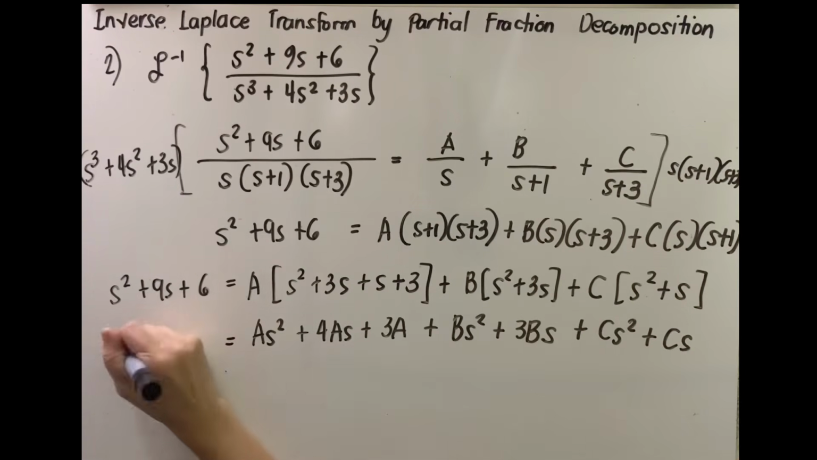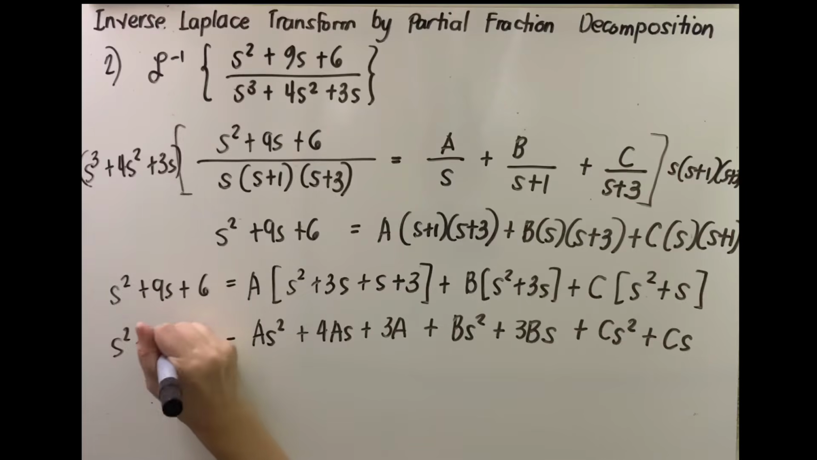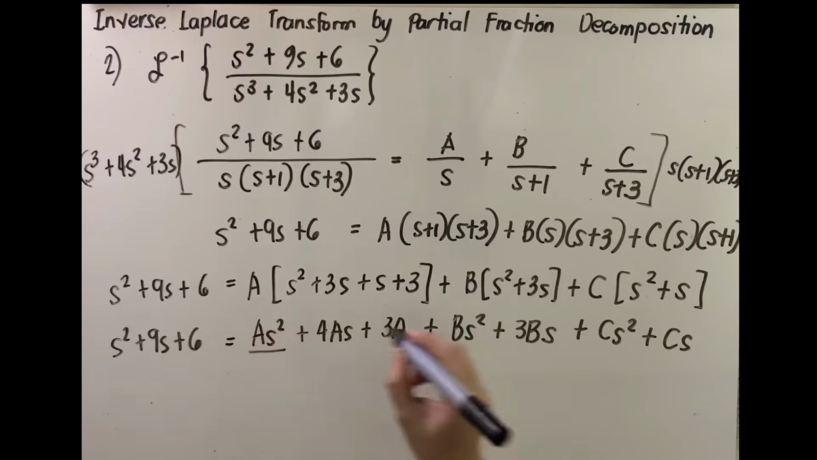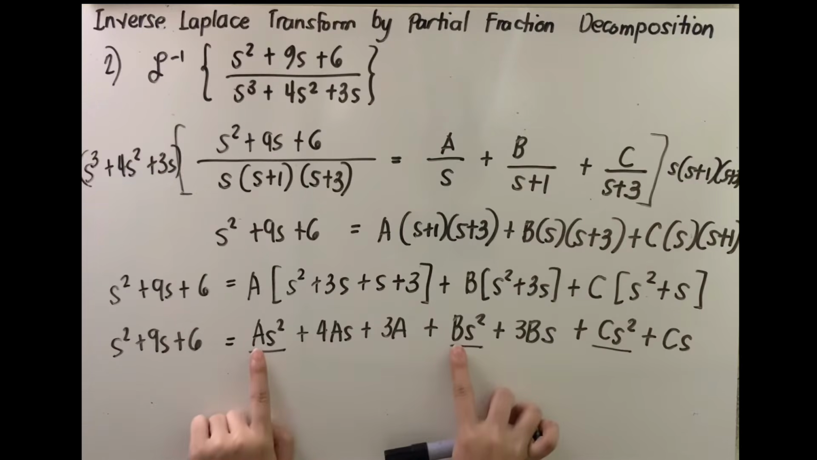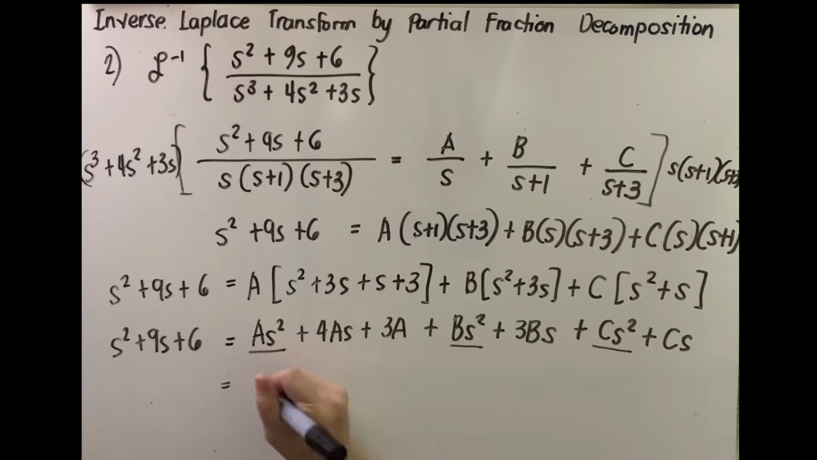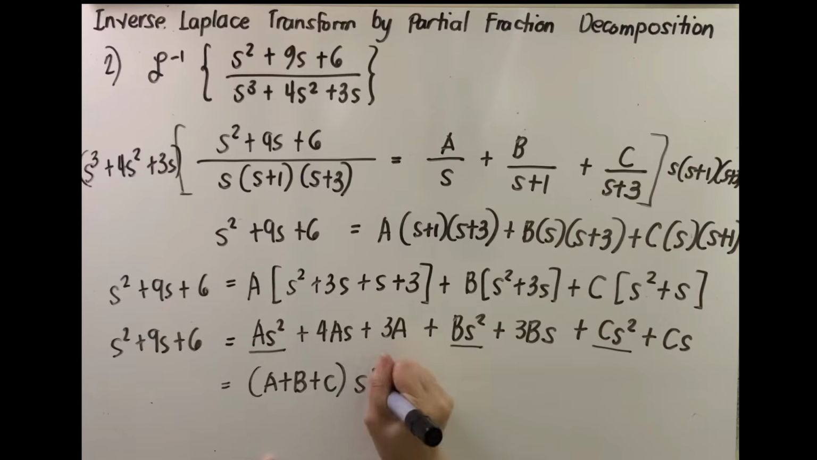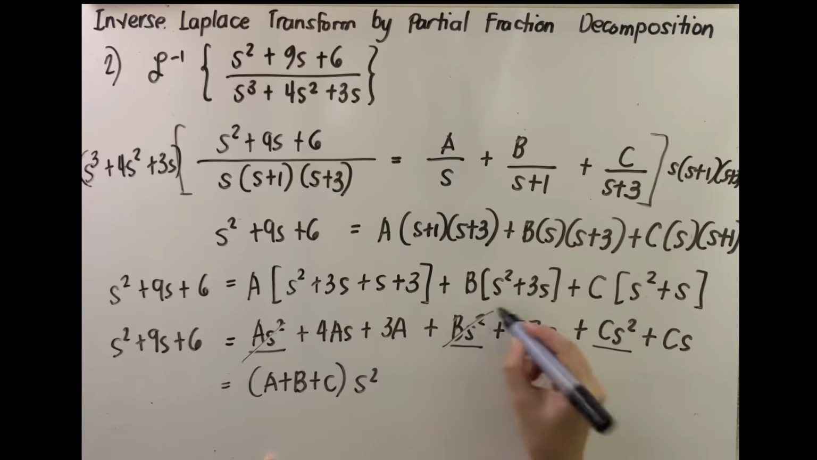After this, so your left side is still s squared plus 9s plus 6. We are going to group similar terms on the right side. So on the right side, the highest degree term is an s squared. You have 3 terms na may s squared. You have as squared, bs squared, and cs squared. So ang gagawin ko dito, I'm going to factor out s squared on this 3. You will be left with a plus b plus c multiplied by s squared. And then I'm going to cross this out para hindi ako malito sa kanila.